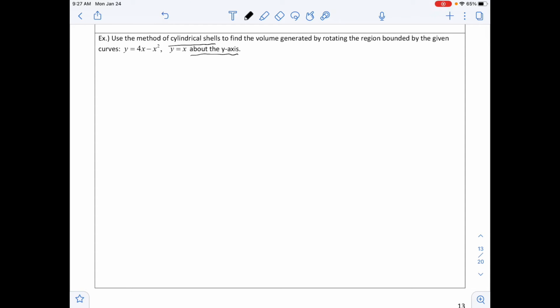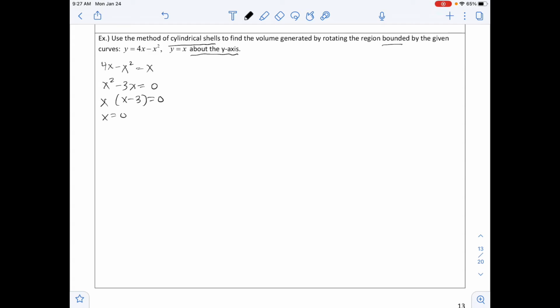It also says the area bounded by these two curves, and so I need to figure out where they're going to intersect. So I'm going to set these equal to each other. So we have 4x minus x squared equals x. And then moving everything to one side, I'm going to move everything to that right side. I end up with x squared minus 3x equals 0. I'm going to factor out an x.